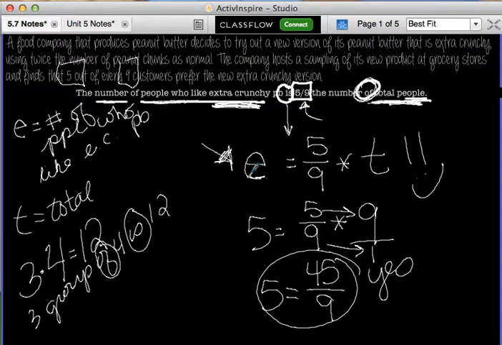So now remember, the equation helps us find information when we're using bigger numbers, because remember, ratios allow us to work with simplified numbers, because when we talk about tens of thousands, it's really hard to picture and work with. Okay, so that first equation that we have is E, the number of extra crunchy, is equal to 5/9 times the total number of people.